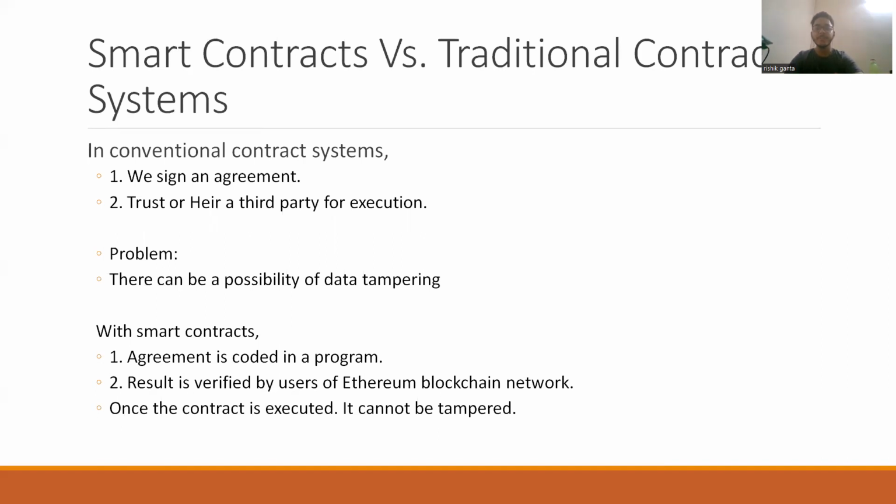Smart contract versus traditional contract systems. In conventional contract systems, we sign an agreement and trust or hire a third party for the execution. The problem with this conventional contract system is that there can be a possibility of data tampering. With smart contracts, the agreement is coded into the program, and the result is verified by all the users of the Ethereum blockchain network. And once the contract is executed, it cannot be tampered with.